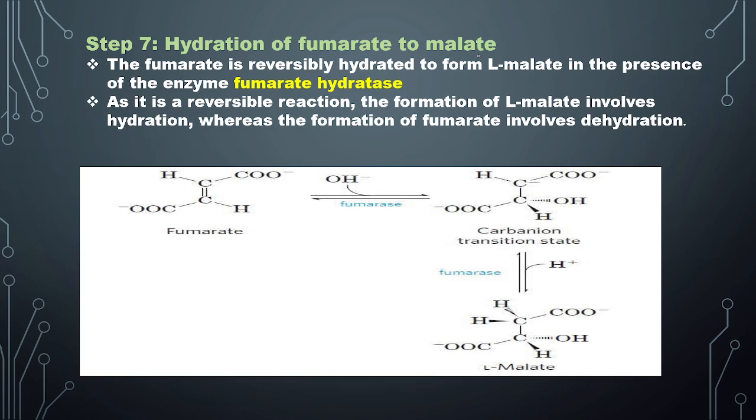Hydration of fumarate to malate. The fumarate is reversibly hydrated to L-malate in the presence of the enzyme fumarate hydratase or fumarase. As it is a reversible reaction, formation of L-malate involves hydration, whereas the formation of fumarate involves dehydration. Fumarate undergoes hydration to form L-malate or malic acid.